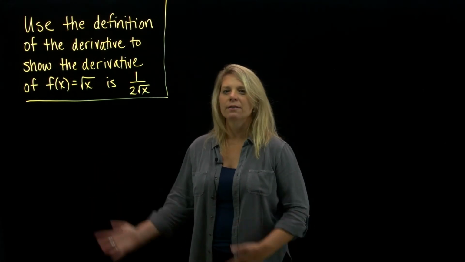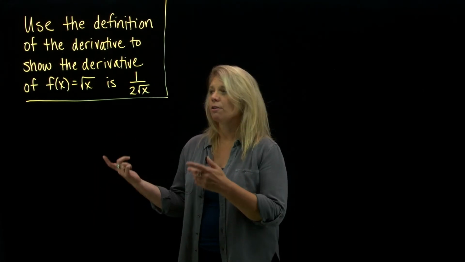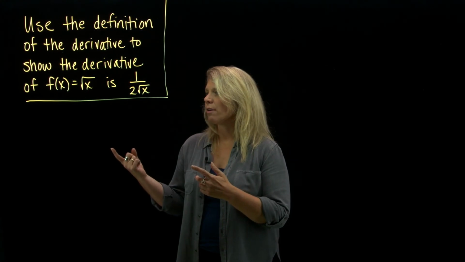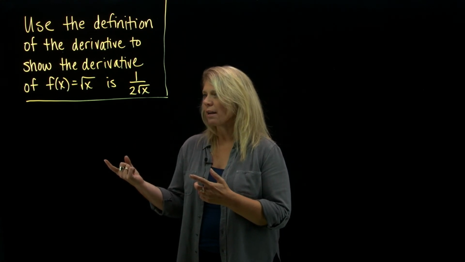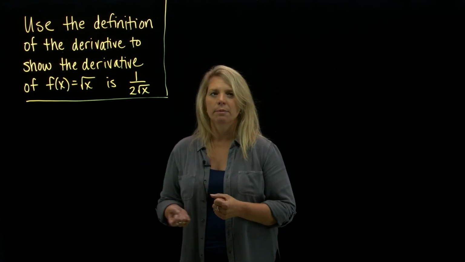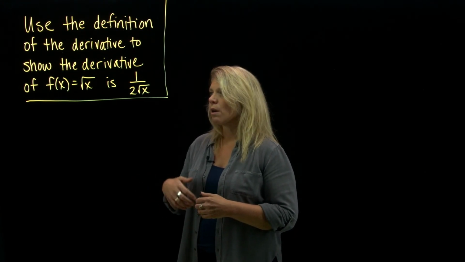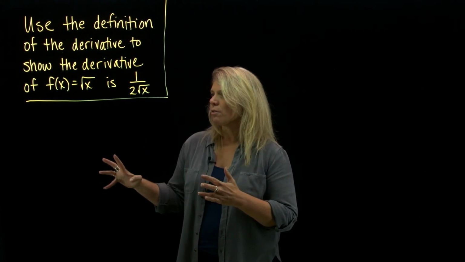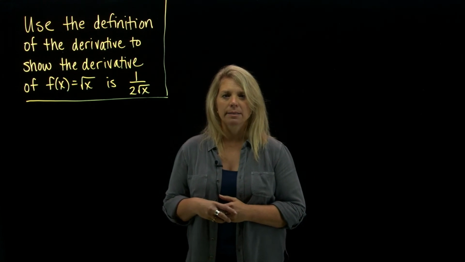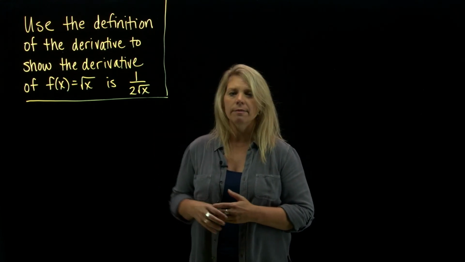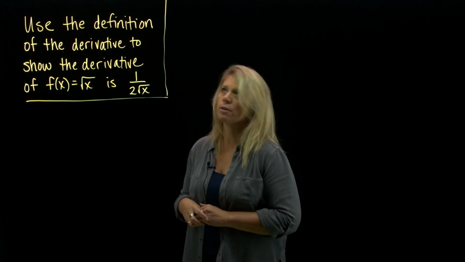Hi, we're going to look at this video where we're going to use the definition of the derivative to show that the derivative of f of x equals square root of x is 1 over 2 times square root of x. So some students may know some shortcut rules or may have memorized some rules to get those derivatives, and that's fine. We're all going to know them pretty soon.